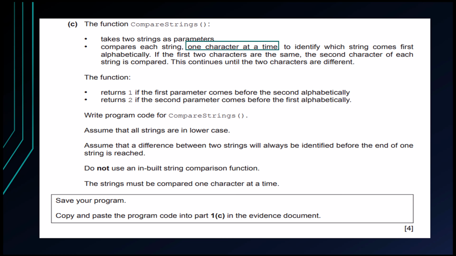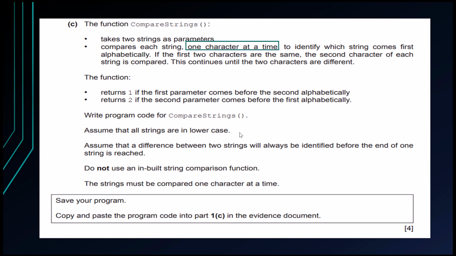If the first two characters are the same, the second character of each string is compared. This continues until the two characters are different. The function returns 1 if the first parameter comes before the second alphabetically, and returns 2 if the second parameter comes before the first alphabetically. Now this is important. You'll notice 1 and 2 are not inside quotes. That means it's not going to return a string, it's going to return an integer. It wants us to write program code for the function compare strings. Assume that all strings are in lowercase.